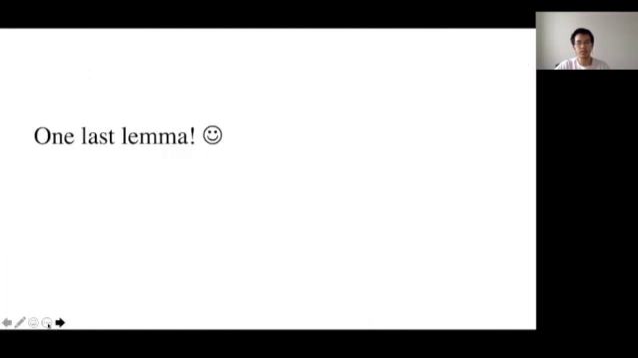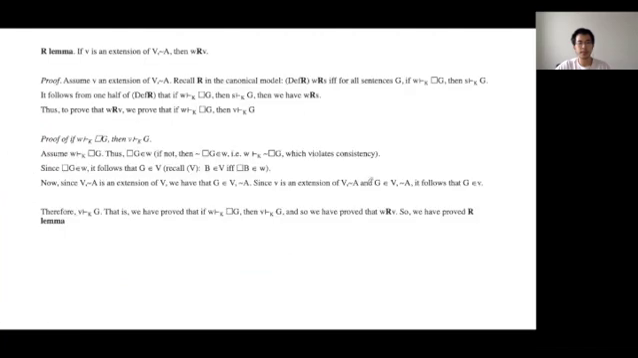All right, one last lemma, and then we're done. So this last lemma is called the R lemma. It says if V is an extension of the set of sentences V and the negation of A, then W, arbitrary W, is related to V. So assume that V is an extension of V and not A.